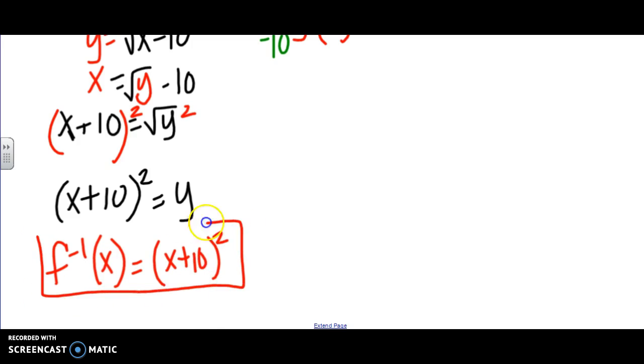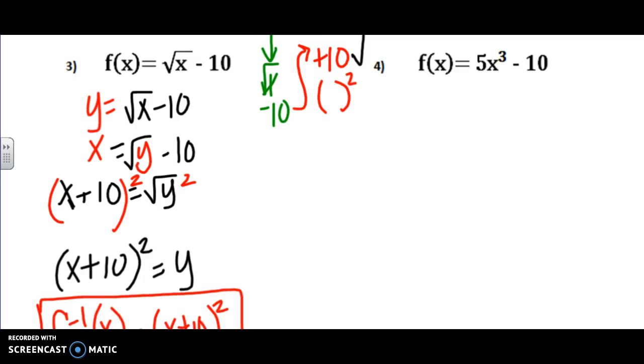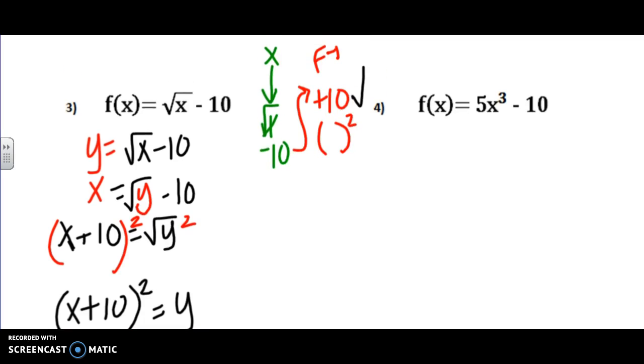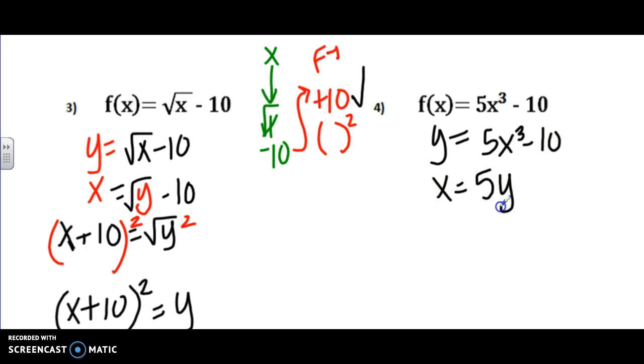Okay, hit pause, try the next one. If you're super confused, then obviously just walk through it. I'm going to do it step by step, but hit pause and try to do it on your own. So switching, switch my variables again. Then I'm going to start undoing. First, I'm going to add 10.